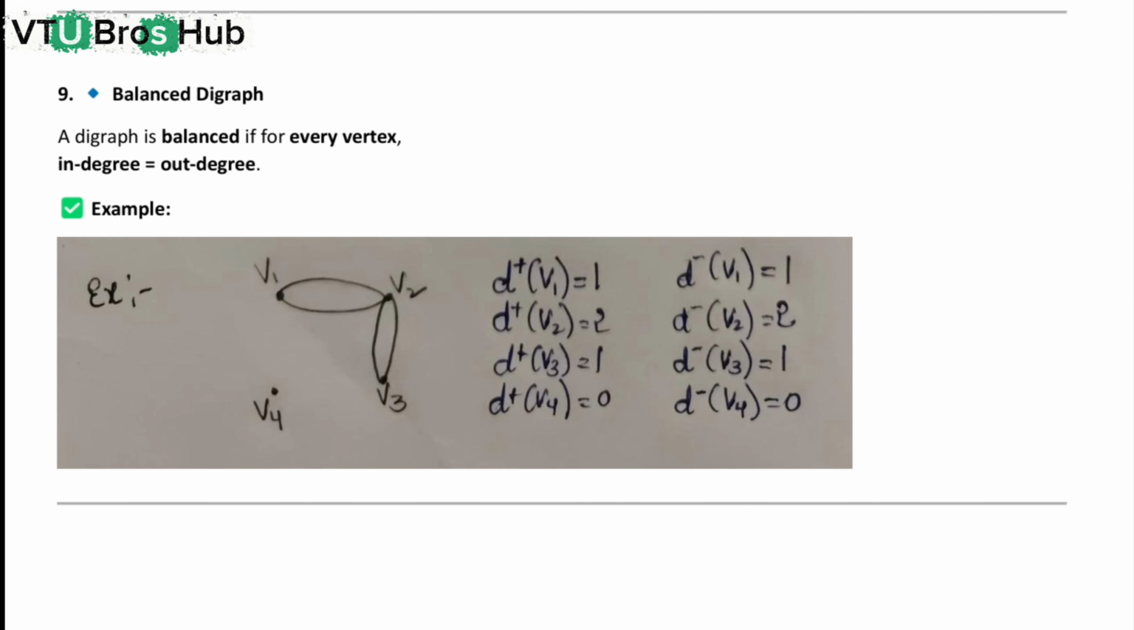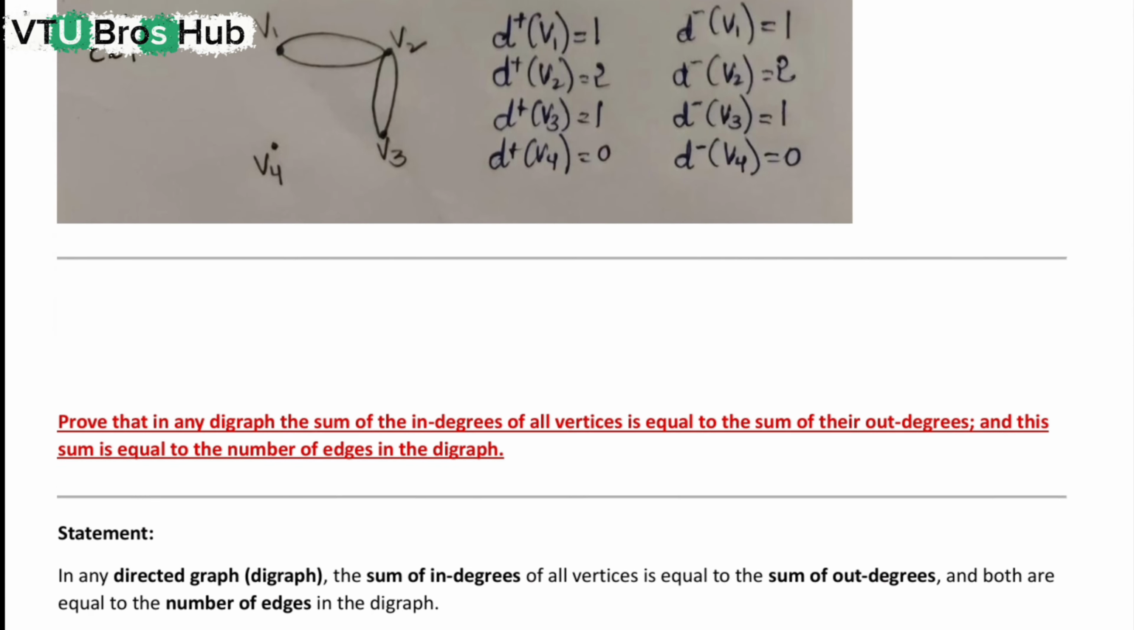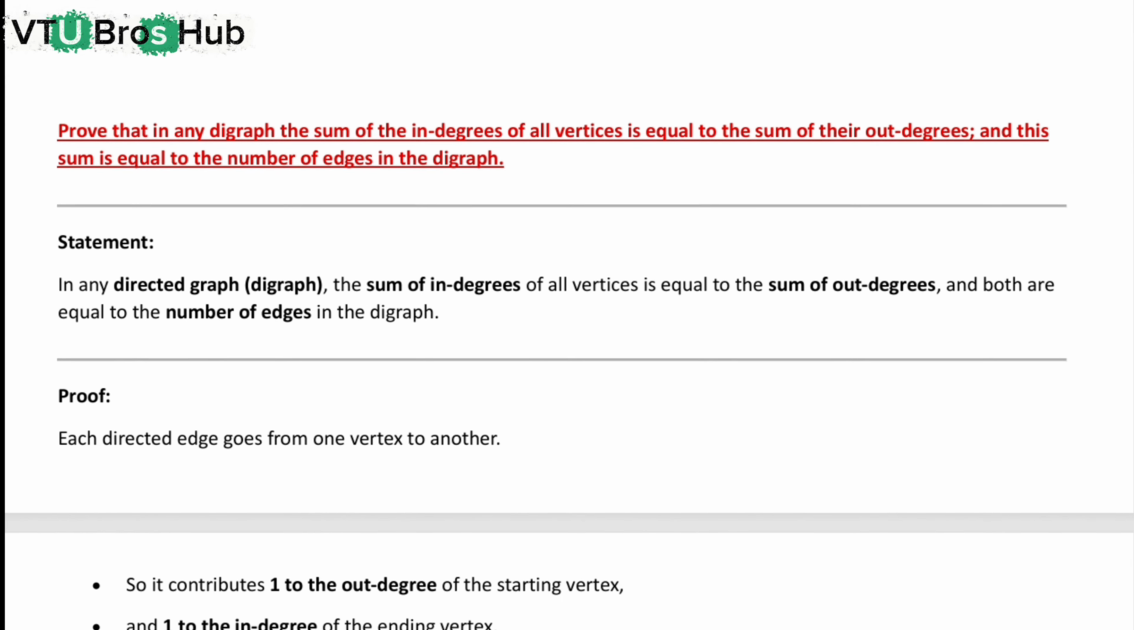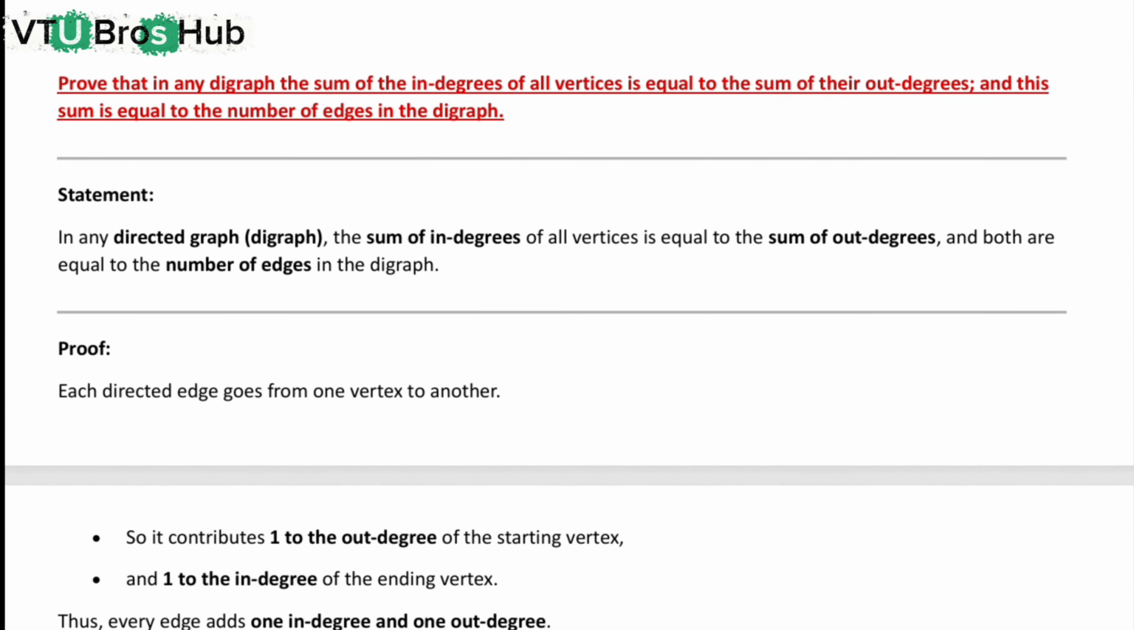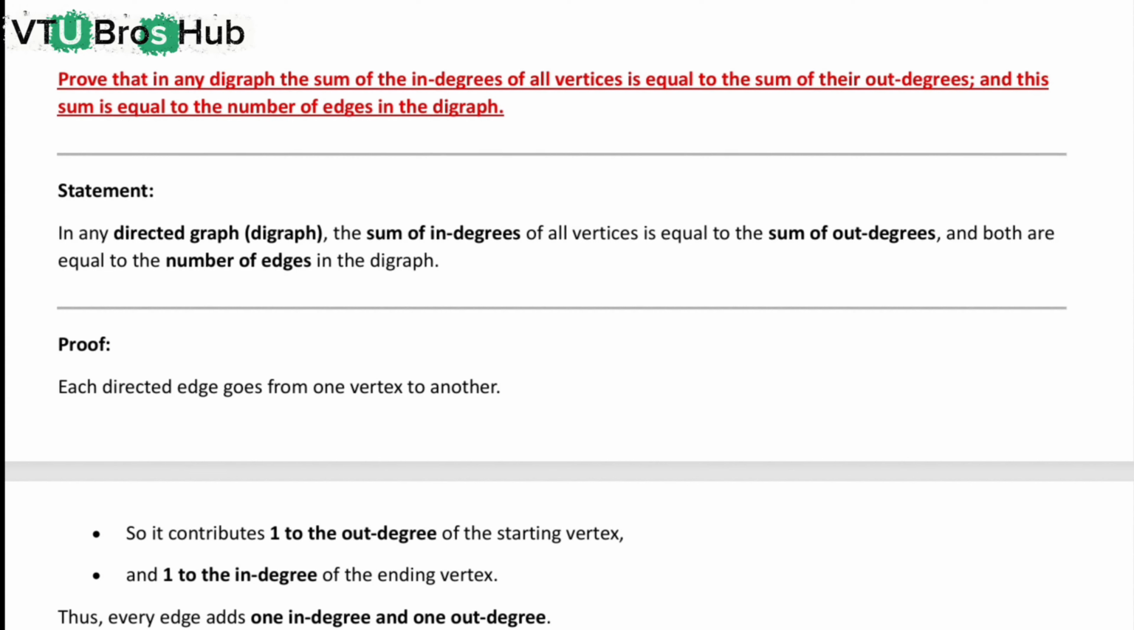Let's now take a simple but important proof in digraphs. Question. Prove that in any directed graph, the sum of in degrees of all vertices is equal to the sum of out degrees, and both are equal to the total number of edges. Statement. In any directed graph, the sum of all in degrees equals the sum of all out degrees, and both are equal to the number of edges.